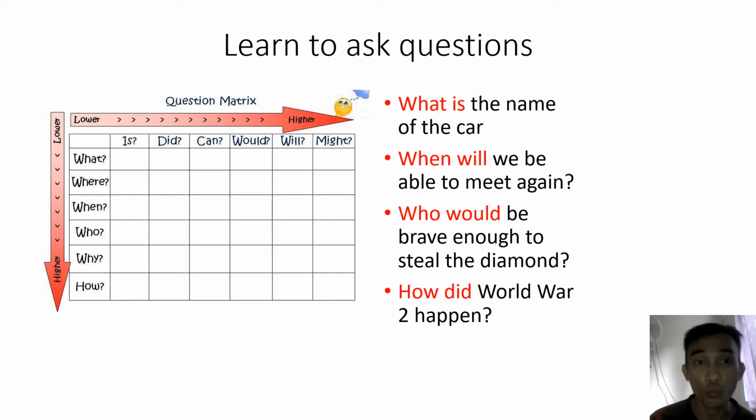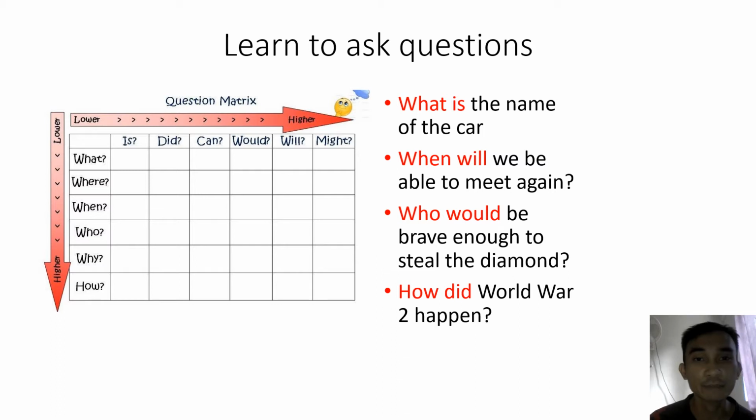For example, what is the name of the car? What did you do during last Christmas? What can I do for you? What will happen if we had missed our flight? What will happen if we don't sleep for a week? And the last one, what might happen if we decide to do something else other than the one that we usually do? So all of these help you to create questions.